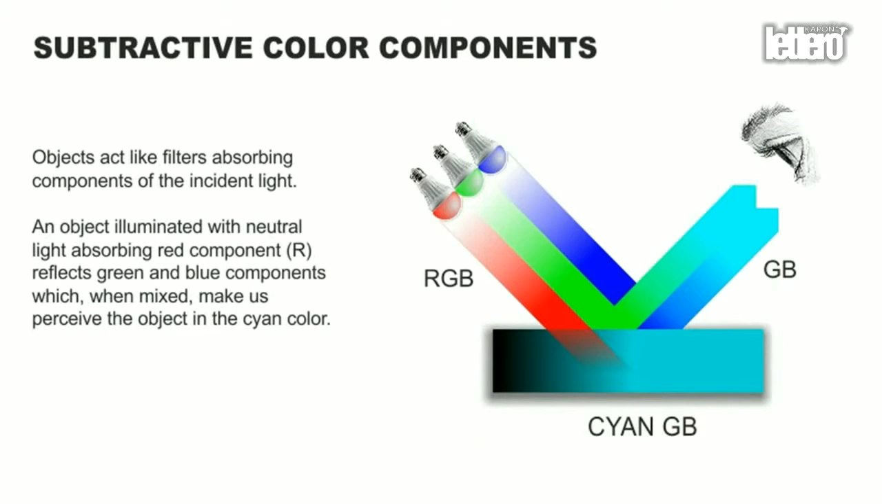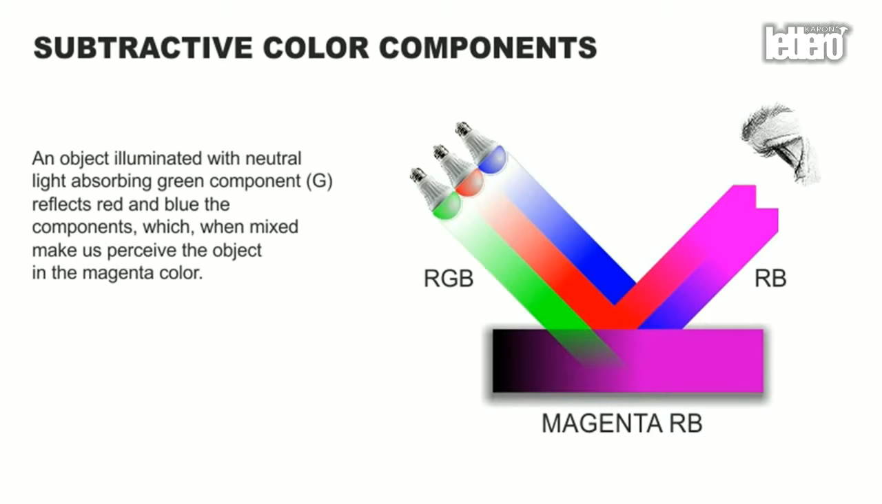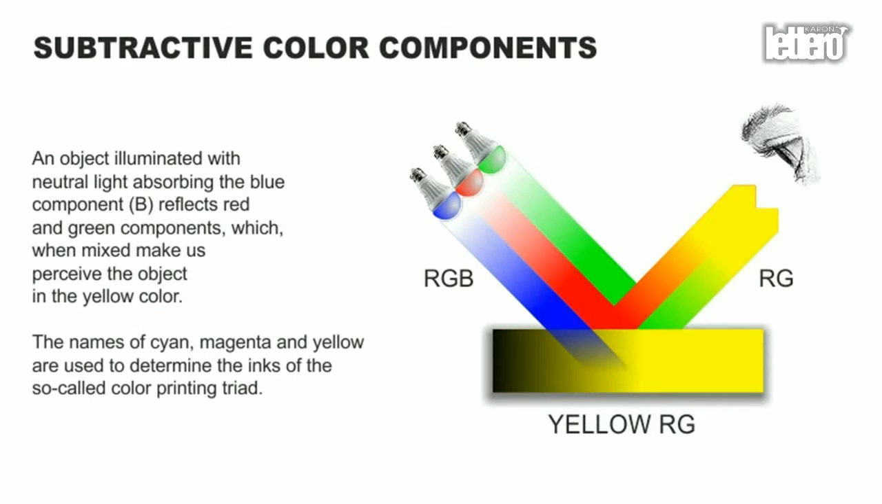An object illuminated with neutral light, which absorbs the red component, reflects green and blue components, which when mixed create the perception of a cyan hue. An object illuminated with neutral light, which absorbs the green component, G, reflects the red and blue components, which when mixed create the perception of a magenta hue. An object illuminated with neutral light, which absorbs the blue component, B, reflects the red and green components, which when mixed create the perception of a yellow hue.